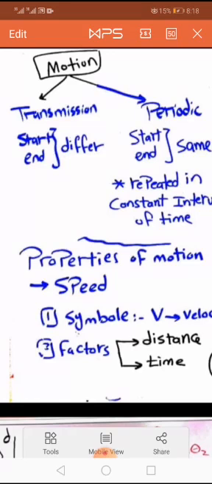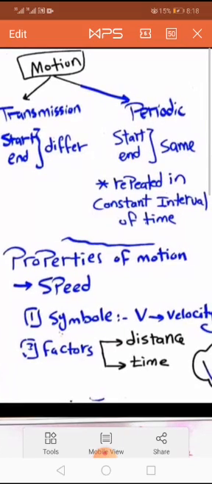While the periodic, you start from a point and make a rotation which ends in the same point. So you have to know that the start point and the end point are the same. Periodic motion is called periodic as it is repeated in a constant period of time, or a constant interval of time.